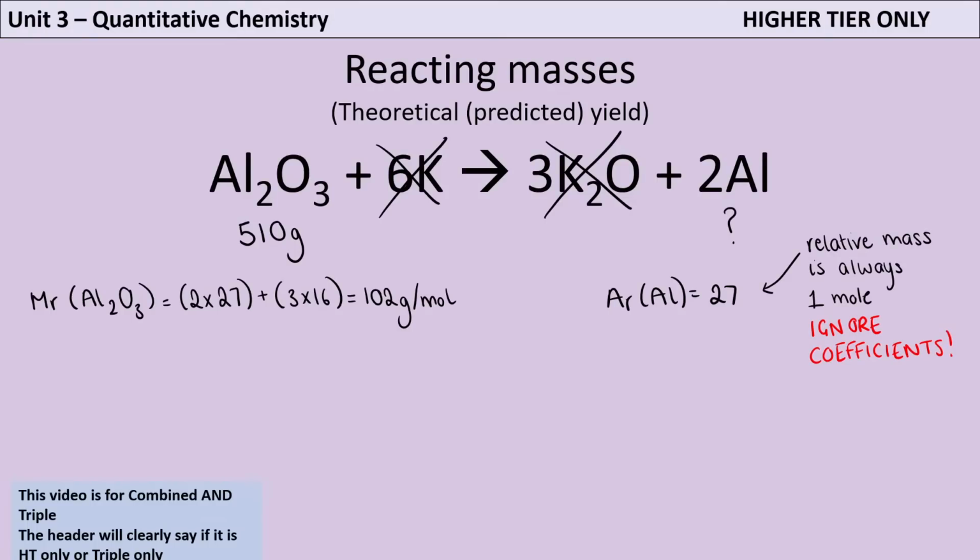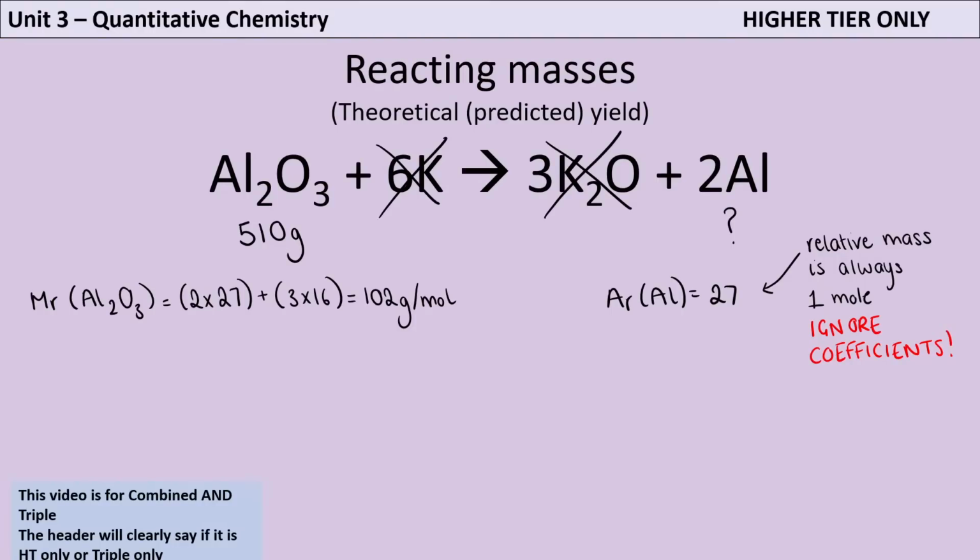Now, worth pointing out that relative mass is always for 1 mole. So it doesn't matter that it says 2 lots of aluminium in the equation. We're going to get to that 2. We're going to use that coefficient, but we're not using it yet because relative mass is always for 1 mole. So this is one of the points where some people teach it in a weird, dodgy way that makes no sense. And if you mix and match, you're going to end up doubling twice or halving twice or doing something.